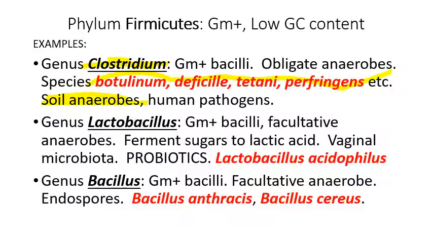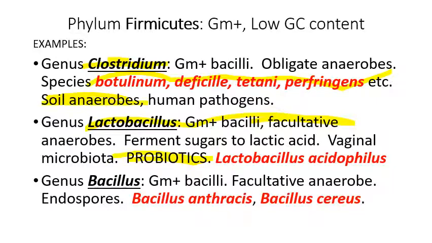Okay, next, the genus Lactobacillus. We already know about that one. It's a gram-positive bacteria that lives, among other places, in the vagina. It's a part of the vaginal microbiota. And it is also one of the bacteria that gets put into probiotics.